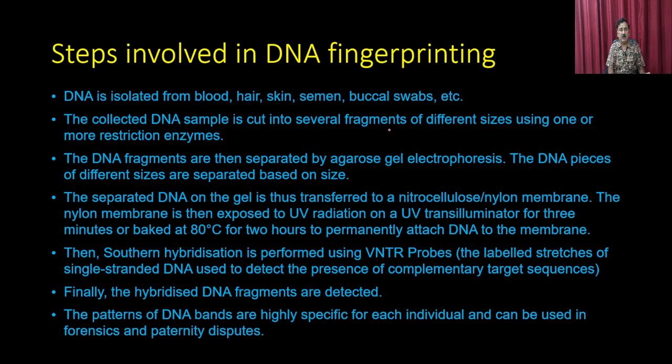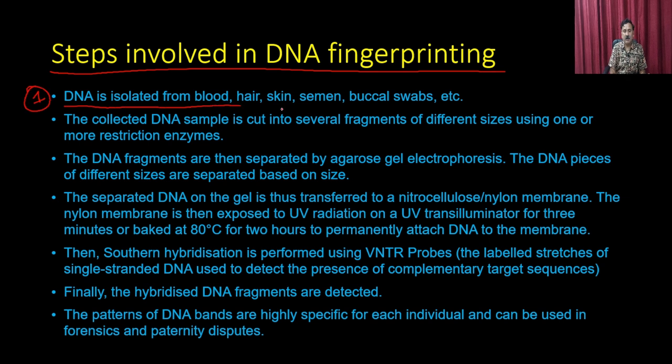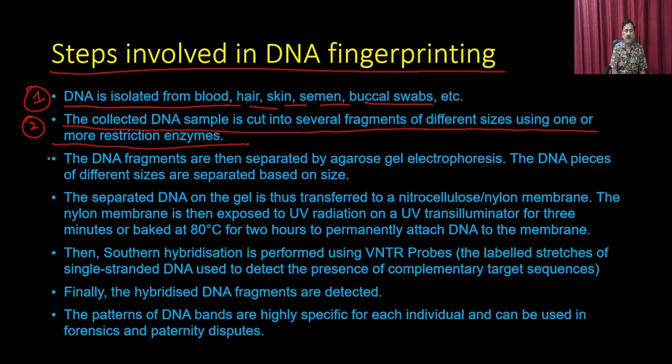Now, what are the steps involved in DNA fingerprinting? The first step is that DNA is isolated from blood, hair, skin, semen, buccal swab, etc. So, DNA can be analyzed from anywhere, right. Then number 2, the collected DNA sample is cut into several fragments of different sizes using one or more restriction enzymes. Then number 3, the DNA fragments are separated by agarose gel electrophoresis. The DNA pieces of different sizes are separated based on size.